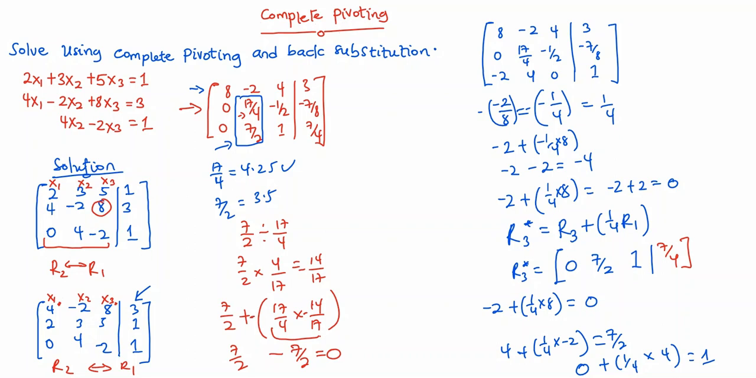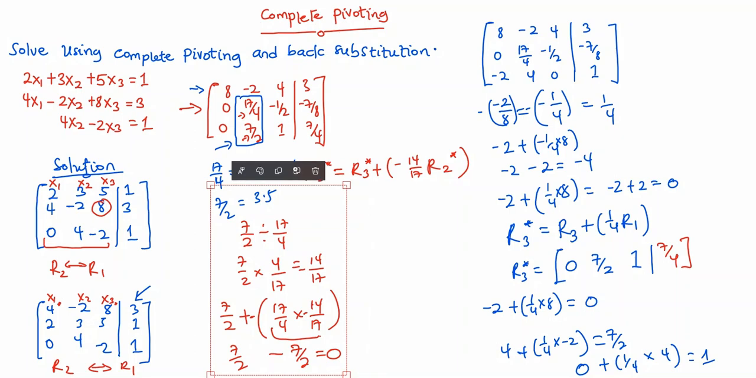So the operation will be that the new row 3 should be equal to the row 3 star, plus minus 14/17 multiplying row 2 star. This is what you are going to have. Now let's use this operation to change the 7/2 to 0.